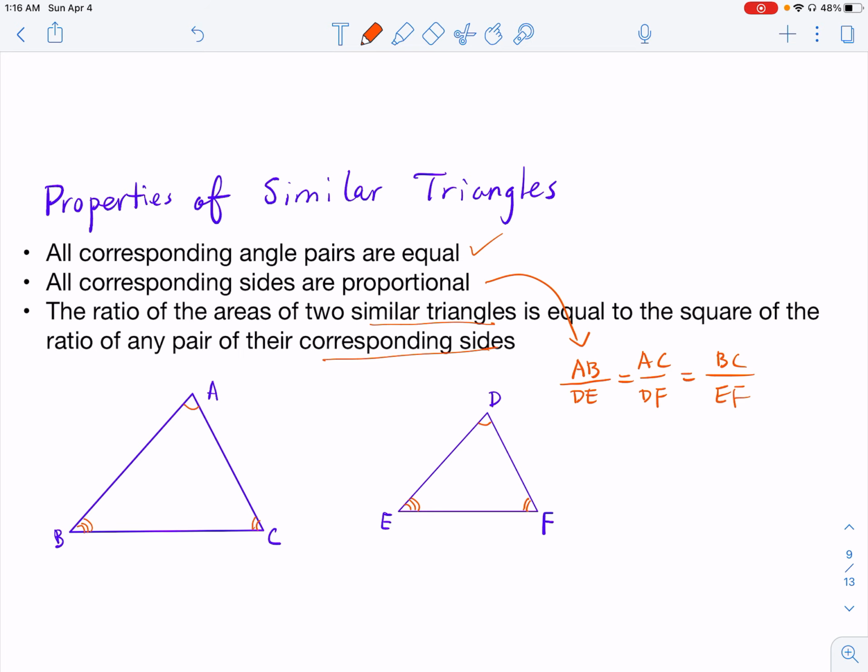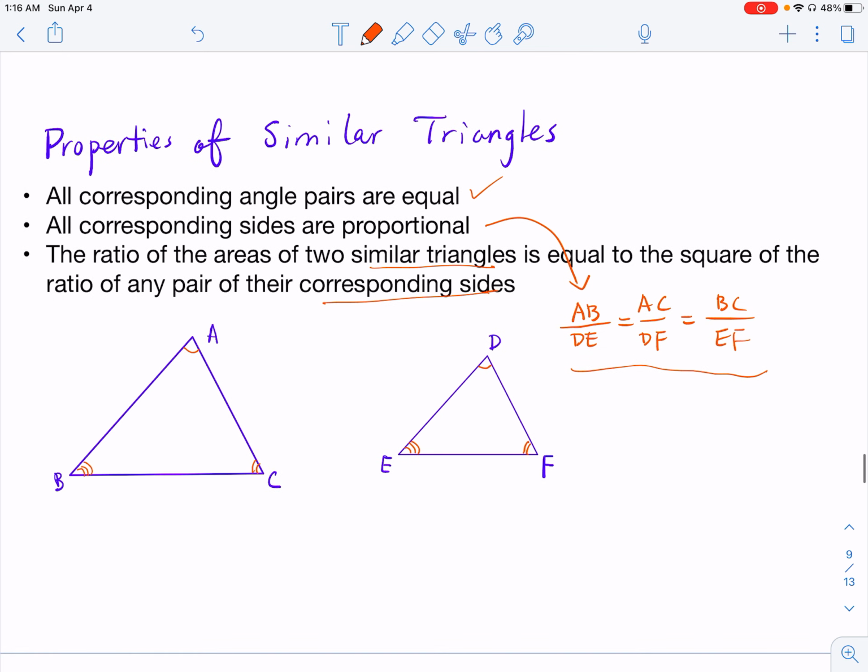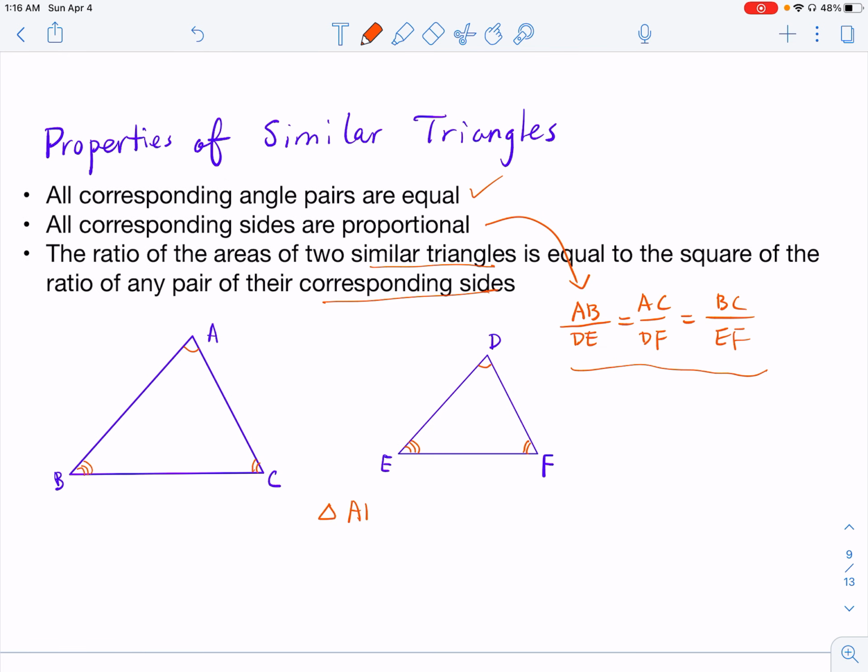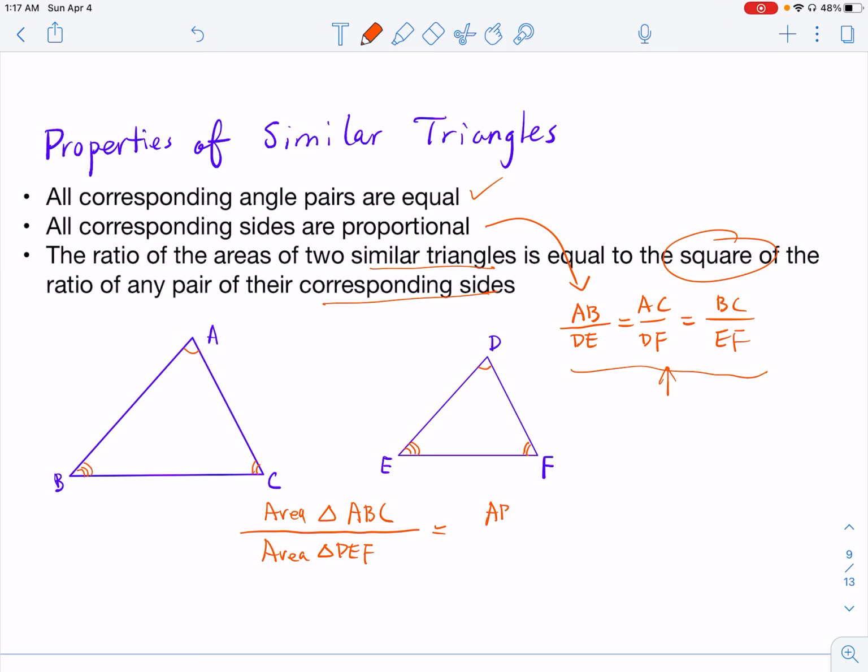Now the third property is saying that because the ratios are equal to each other, the ratio of the area of ABC to the area of DEF would equal the square of the ratio of the sides. So the ratio of sides would be the length of AB over the length of DE, and then we square it. That's the key. For example, if this is 3 and this is 5, we will know that the area ratio would be 3 over 5 squared, which equals 9 over 25.